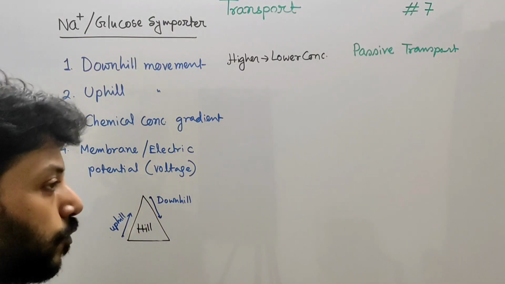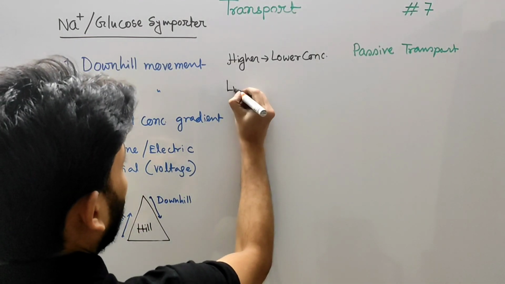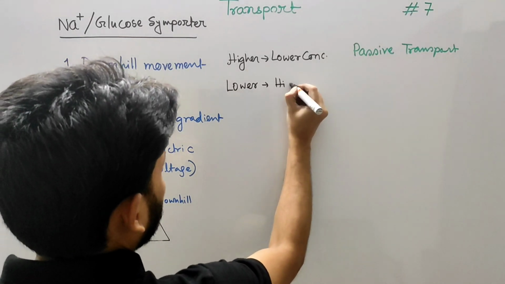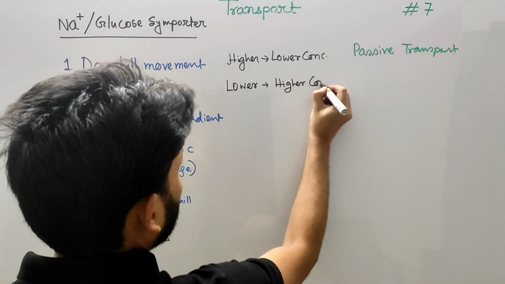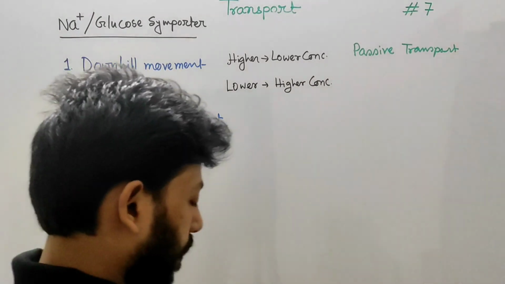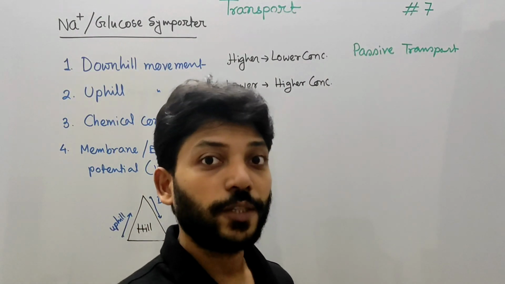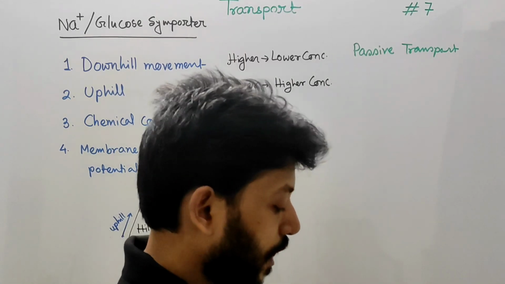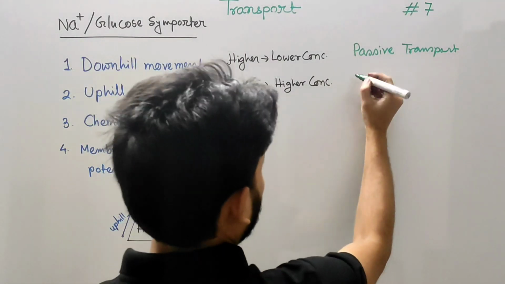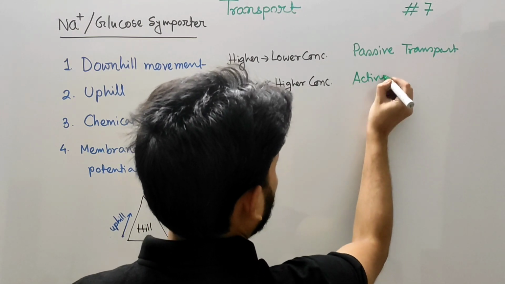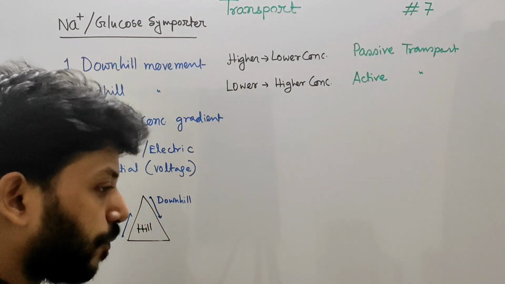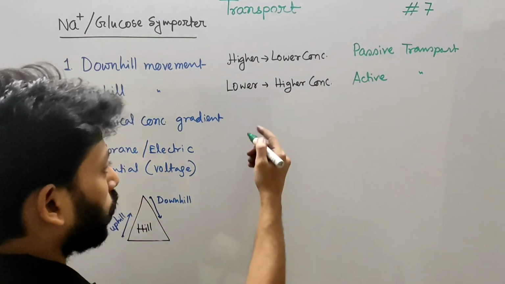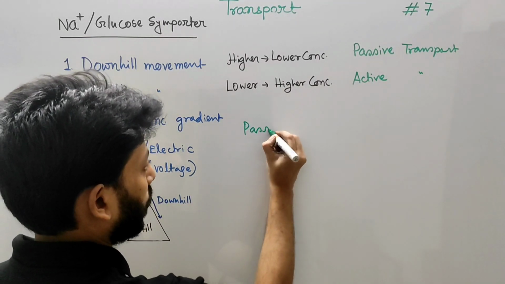In case of uphill movement, molecules move from lower to higher concentration. And during this movement, energy input is required because this process is thermodynamically unfavorable. That's why this process is called active transport, because here energy input is important. Now, in my previous video, I have mentioned different types of passive transport. I'm also mentioning here briefly.